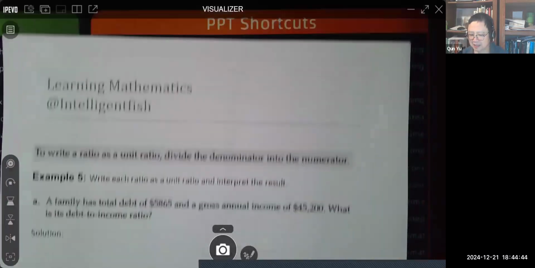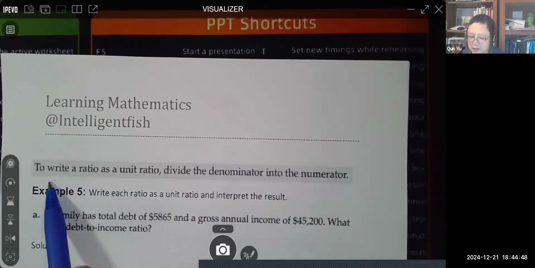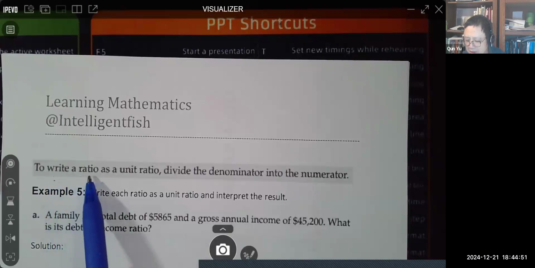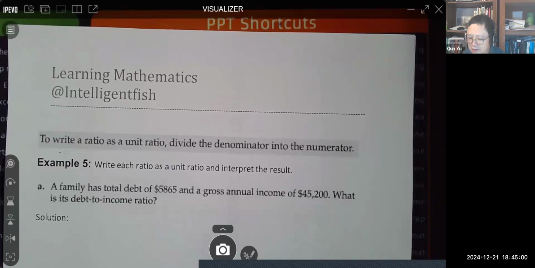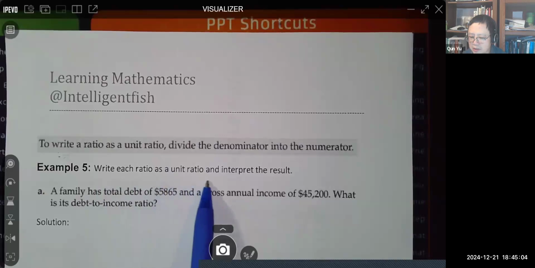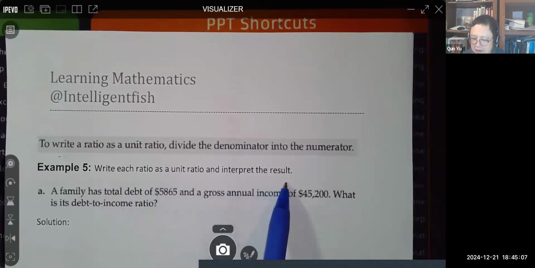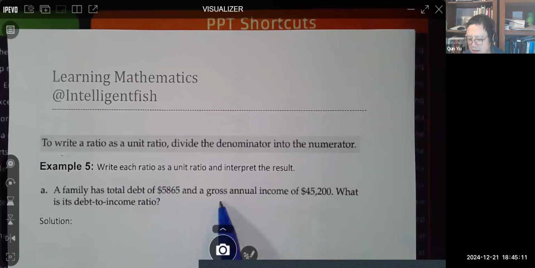Now, this is a description of how you would write a ratio as a unit ratio. To write a ratio as a unit ratio, just divide the denominator into the numerator. Just do the division, in other words. Now let's look at 2 more examples. Write each ratio as a unit ratio and interpret the result. A family has a total debt of this amount and a gross annual income of this amount. What is this family's debt to income ratio?